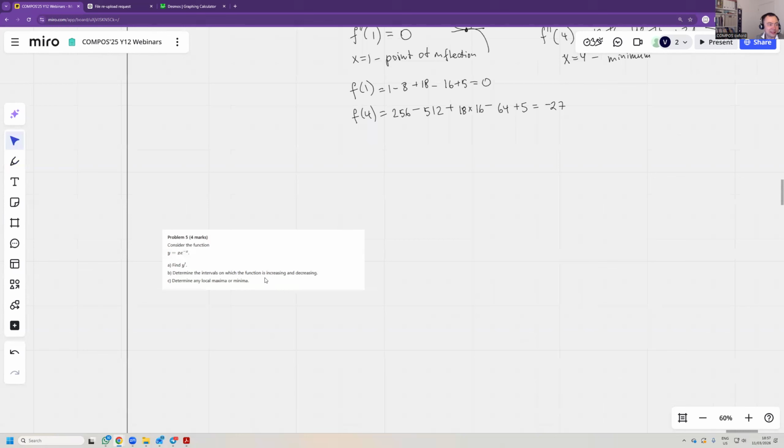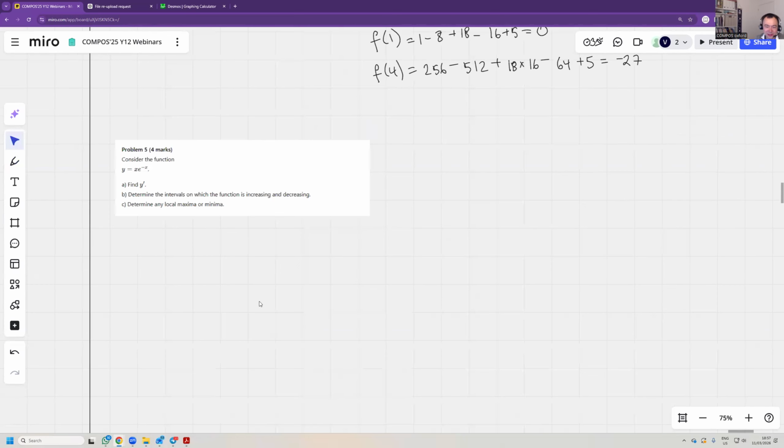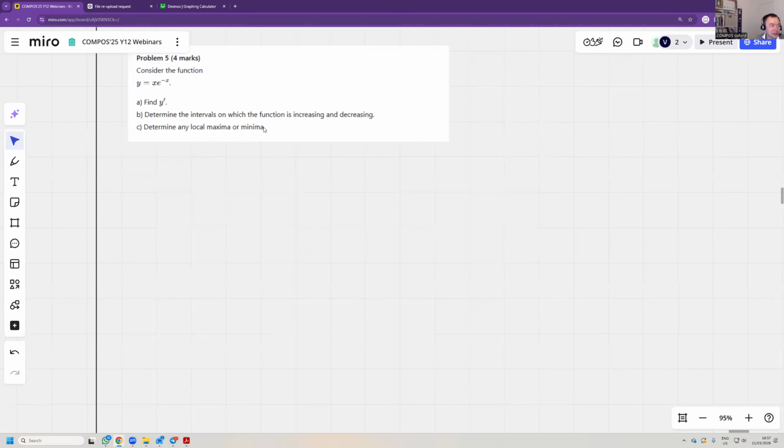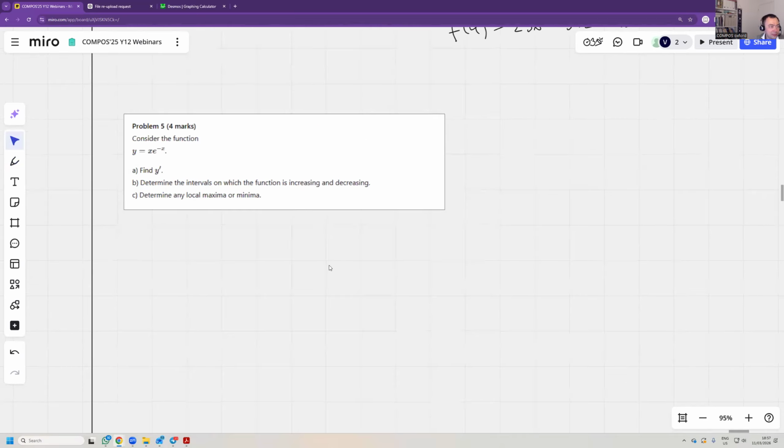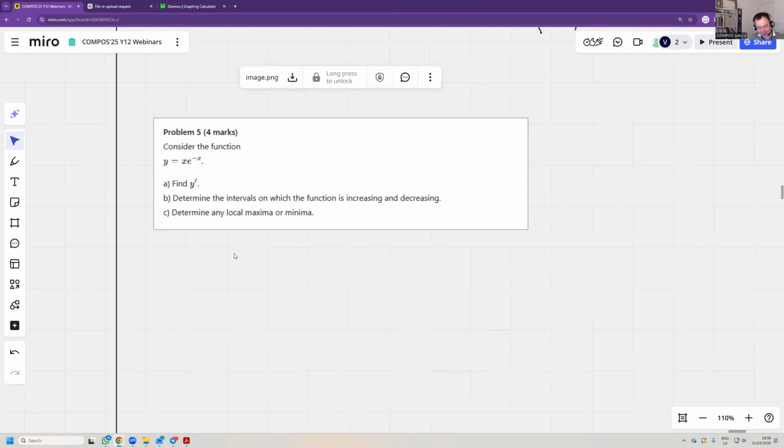Okay, how are we on time? Consider the function x e to the power minus x. Oh, I love this function. Oh, this is one of my favorite ones.